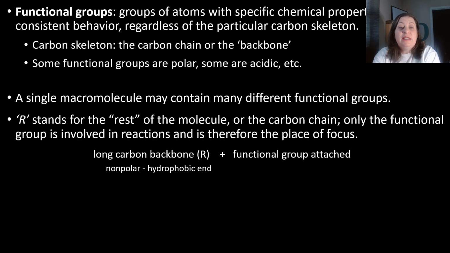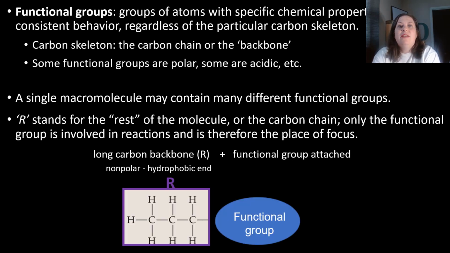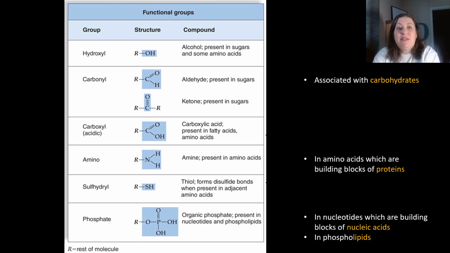So if we look here, you can see that you can have a long carbon backbone. That's the R part. It could be super long or short, doesn't matter. And then a functional group is attached. That functional group is going to give us different types of characteristics. Now with these functional groups, these are just some of the more common functional groups that are out there. I don't expect you to memorize these, but if you see them, there are going to be certain characteristics present there.